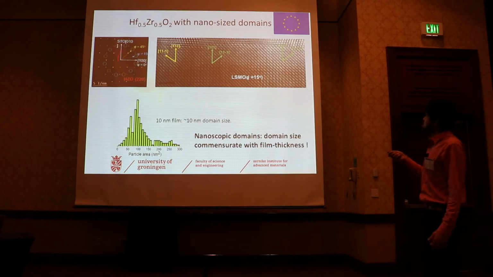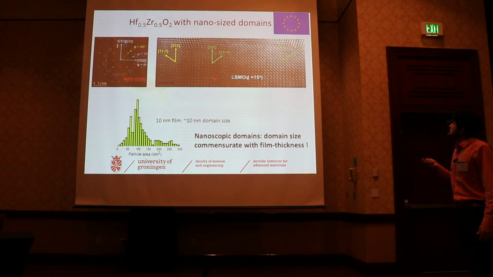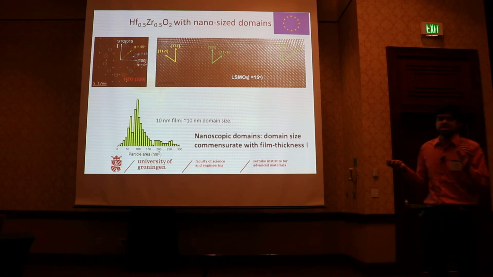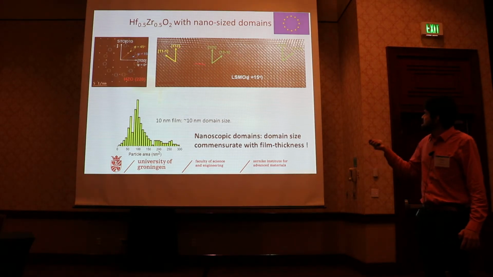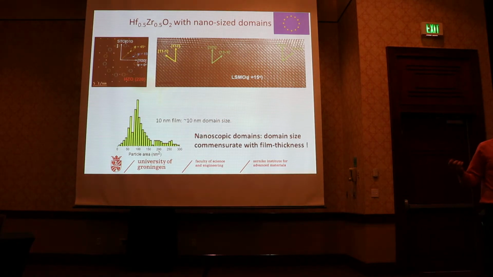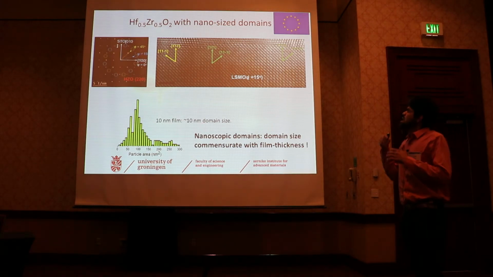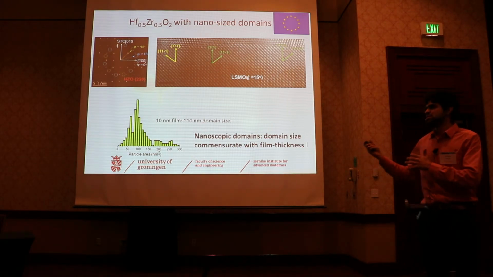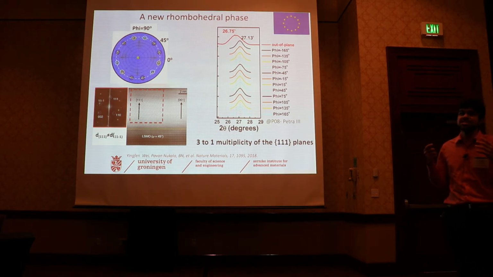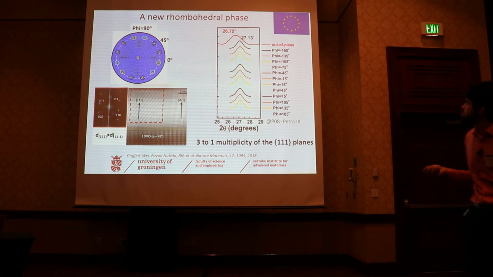The transmission electron microscopy says the same thing about the existence of these multi-domain films. Also, it gives us an estimate of the size of these domains. The size of these domains in a 10 nanometer film is commensurate with the thickness of the film. In a 10 nanometer film, you have 10 nanometer domain sizes. In a 5 nanometer film, you have 5 nanometer domain sizes. Okay, so as to what this phase really is, is it the polar orthorhombic phase that people generally talk about?